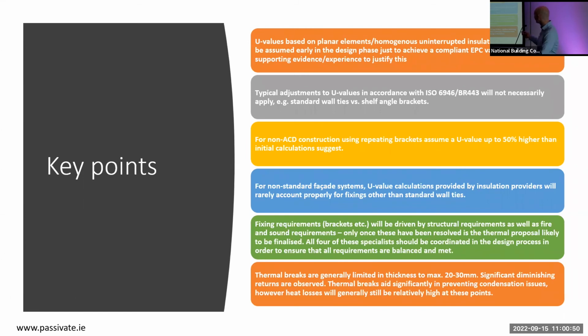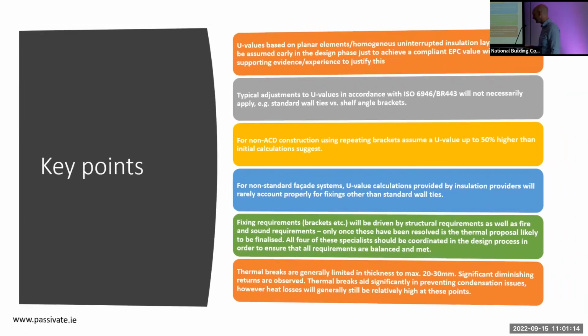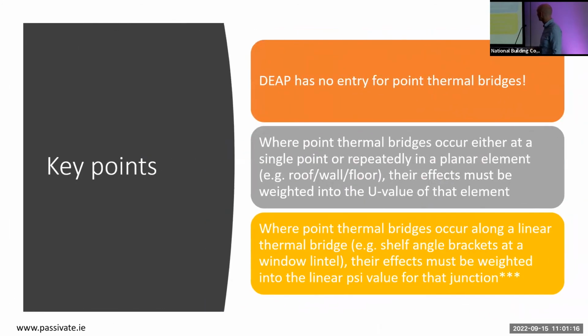For non-ACD construction using repeating brackets, assume a U value possibly up to 50% higher than the planar element value, so you don't get caught further down the road. And for non-standard facade systems, U value calculations provided by insulation suppliers will rarely account properly for the fixings. Okay, I won't go on with that. Some key points you can read later on.